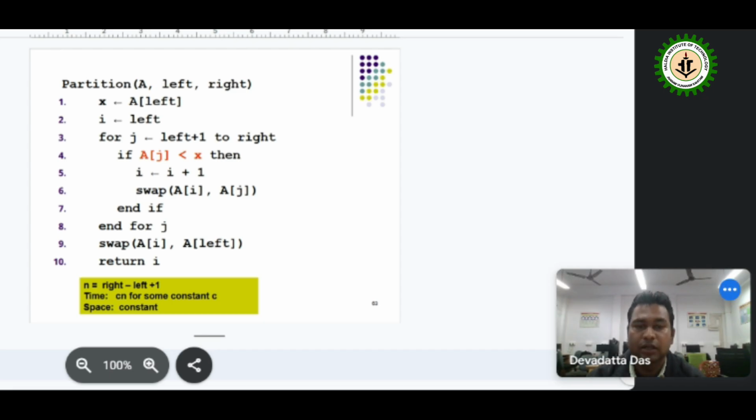So Partition(A, left, right): x = A[left], i = left, and for j = left plus 1 to right, I'm using the for loop, if A[j] is less than x, then i = i plus 1. Then we use the swap: swap A[i] and A[j]. End if, then ending the for loop of j, and then another swap A[i] and A[left], return i. So n equals right minus left plus 1, so the time is cn for some constant c, and the space will be constant.